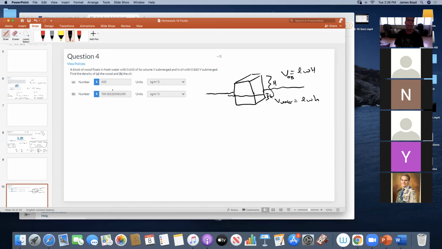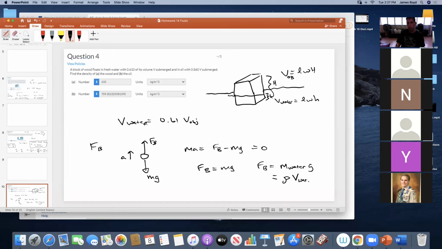So for the water part, we're told that the volume in the water is equal to 0.61 of the volume of the object, okay? And if it's floating, let's go back to this. The buoyant force on a free body diagram and the weight, and then you have a. But here we would have ma is buoyant force minus mg, but because it's floating, it's static. And that means that the acceleration is zero. That means that our buoyant force is mg, and our buoyant force, according to Archimedes, was the mass of the water times g, and the mass of the water is the density of water times the volume in the water, the volume that's submerged, times g.